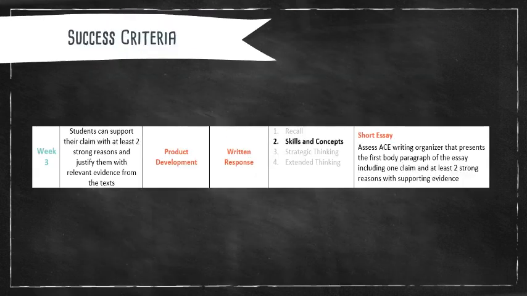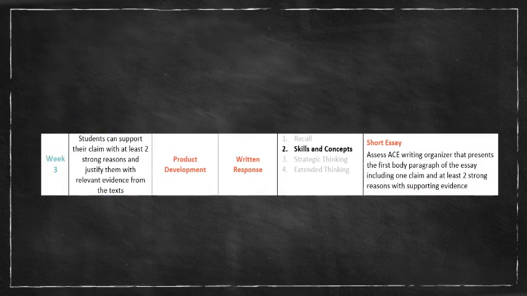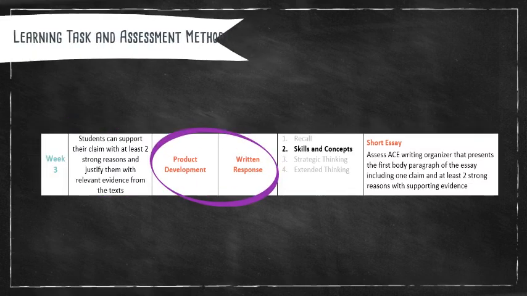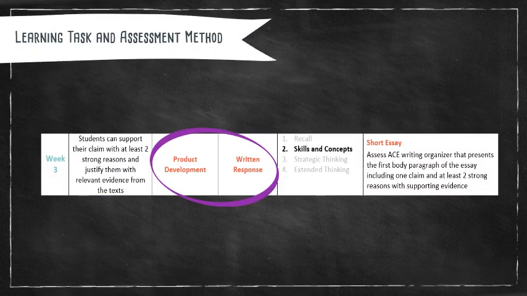Here your success criteria is that students can support their claim with at least 2 strong reasons and justify them with relevant evidence from the text. Given the success criteria, the type of learning task necessary to demonstrate this is going to be an essay, which is a product. This is a great match for assessment because it is a written response.